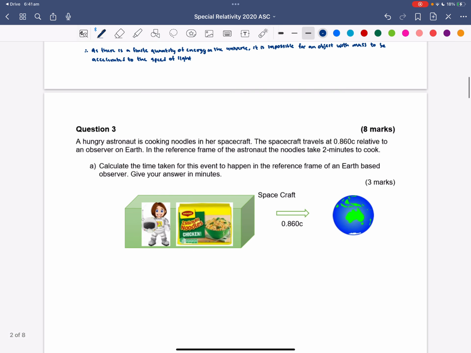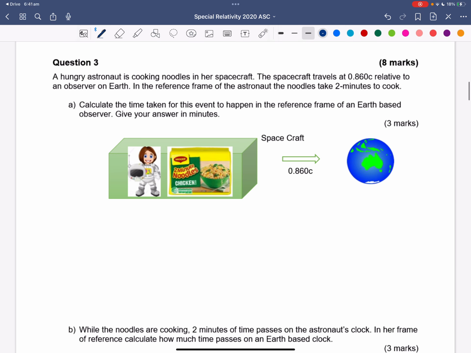Alrighty, cool. Next one. A hungry astronaut is cooking noodles in his spacecraft. The spacecraft travels at 0.86 c relative to an observer on Earth. So that's the speed of the spacecraft. In the reference frame of the astronaut, the noodles take 2 minutes to cook. Calculate the time taken for this event to happen in the reference frame of an Earth-based observer.